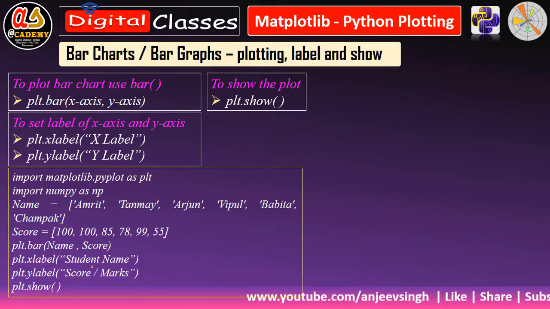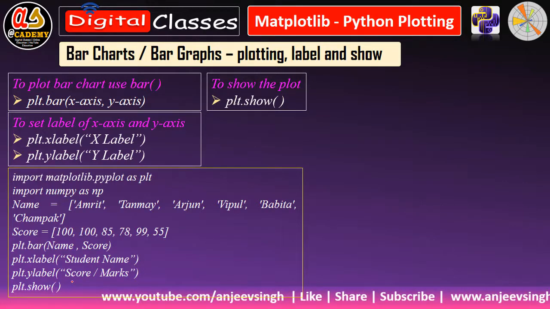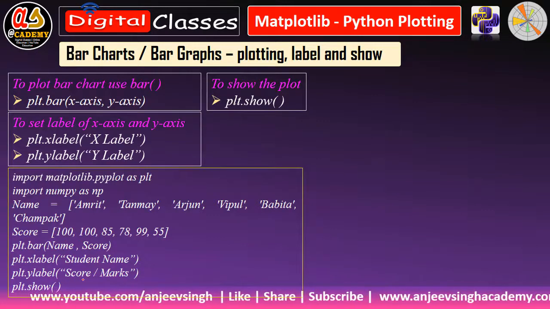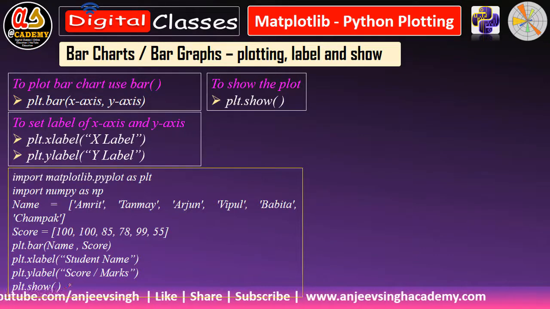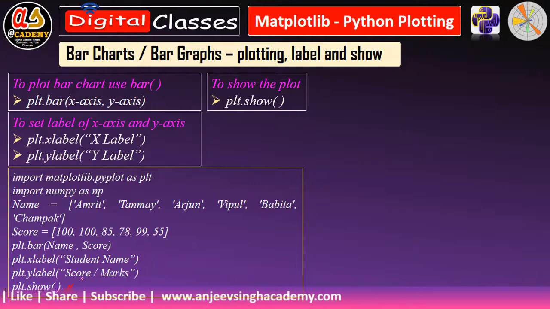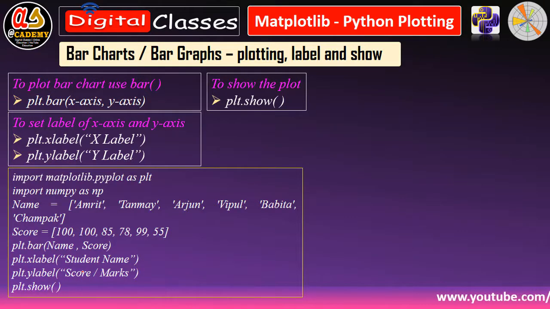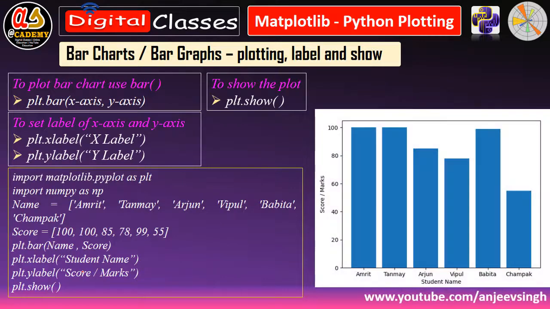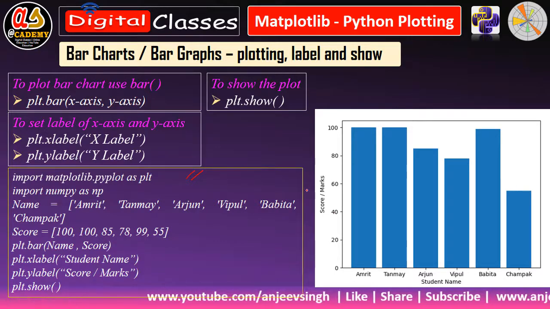My x-axis is the student name because I am writing the name, and my y-axis is referring to the score. So this is the score out of 8 marks. And at last, I call the plt.show method. So it's really easy to create a bar graph in Python. Let's look at the example. If you execute this code, you will find this output on your screen.